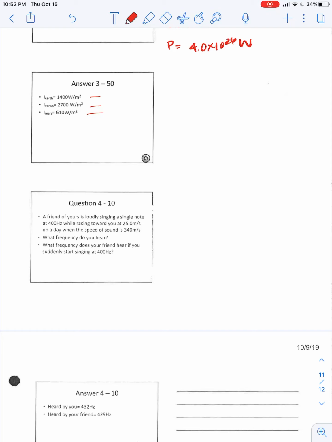So for the frequency of what you hear, someone is approaching and you're stationary, so you've got their 400 hertz divided by 1 minus their velocity as they're approaching you divided by the velocity of sound at the specific temperature. So it ends up being 432 hertz.